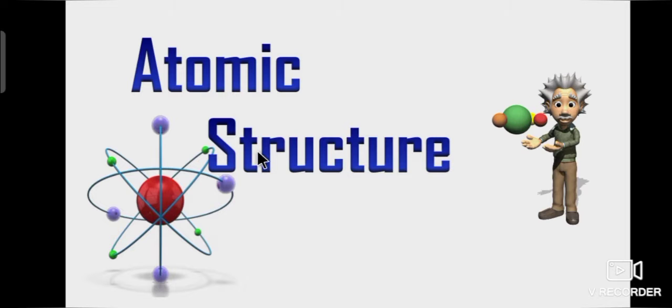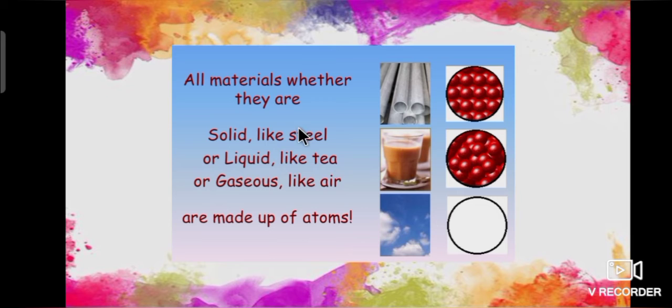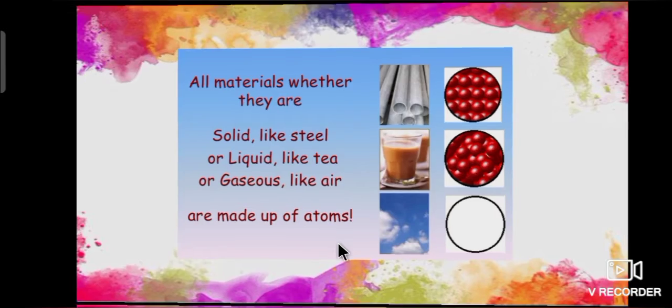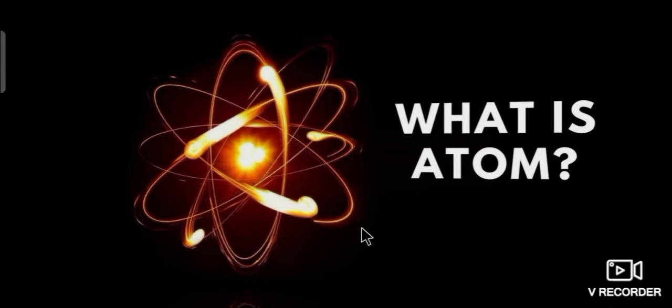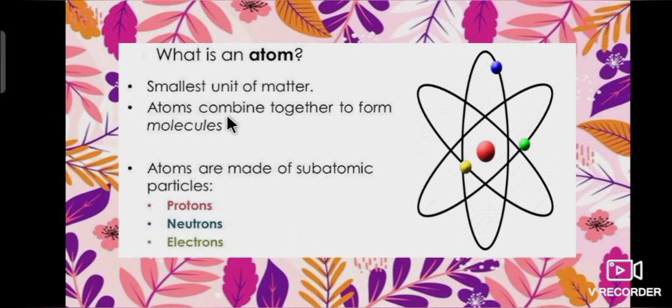Now we will study atomic structure. All materials, whether they are solid like steel, liquid like tea, or gaseous like air, are made up of atoms. Now tell me, what is an atom? An atom is the smallest unit of matter. Atoms combine together to form molecules.